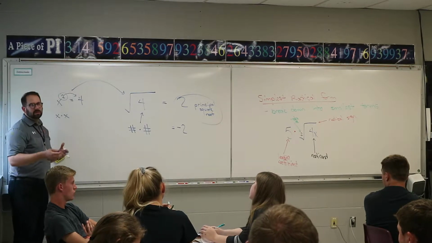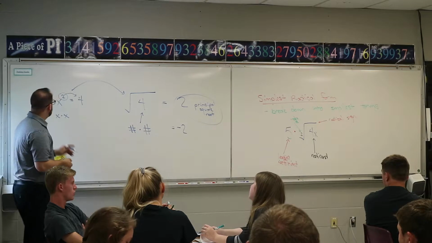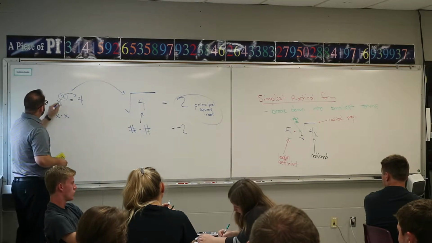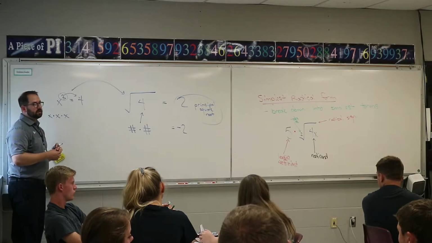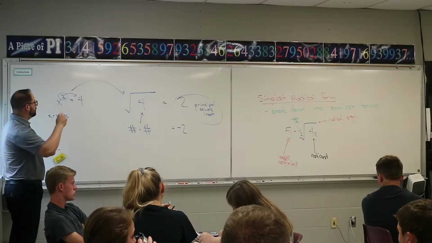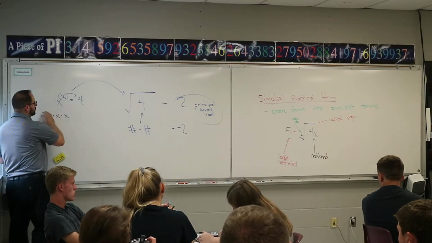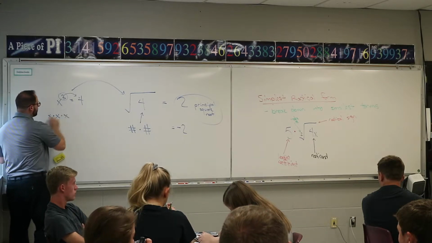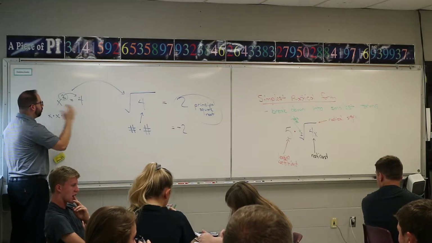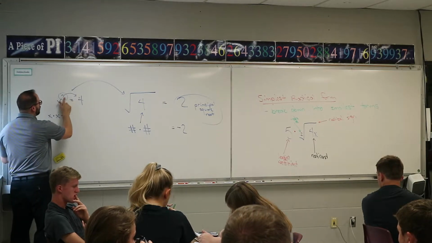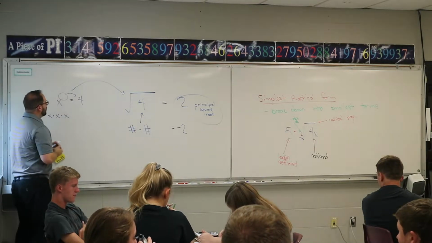If there's an odd number, it's 1 potential answer. Let's say this is a 3. Well, you have 3 numbers multiplied, so there's only 1 answer. It's either going to be positive or negative. Because when you have 3 numbers, if all of these are negatives, your answer is negative. So there's 1 answer on an odd power. Just keep that in mind.